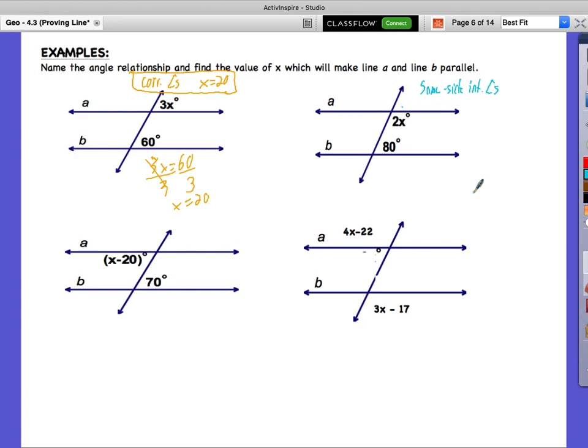Okay. So how could we figure out what x would have to be for these lines to be parallel? Add them to 180, because if these lines are parallel, these have to be supplementary. So we're saying, let's force them to be supplementary, and then solve to figure out what x would be for these to be parallel.